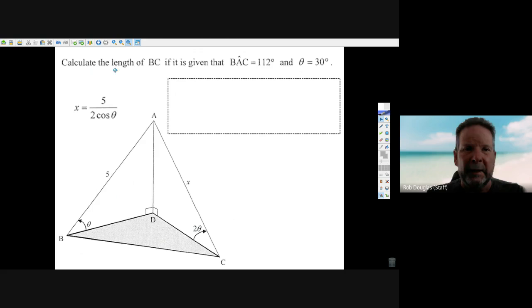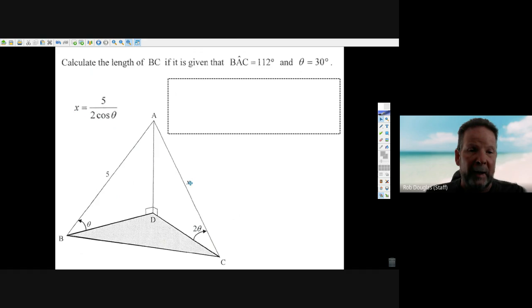Okay, let's take a look at this. Calculate the length of BC if it's given that BAC is 112 degrees. So this is the triangle that's lying flat, at an angle here, with 112 degrees between the sides. And this angle here is 30 degrees. Well, I know what x is because they've told me this is 30 degrees, the cosine of 30 degrees. So what I can do is put 30 degrees in there, 5 over 2 times the cosine of 30, that's x.